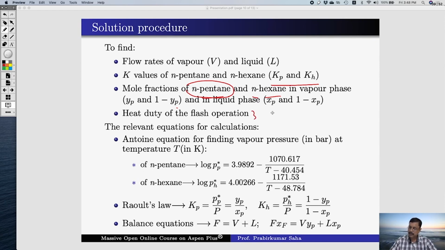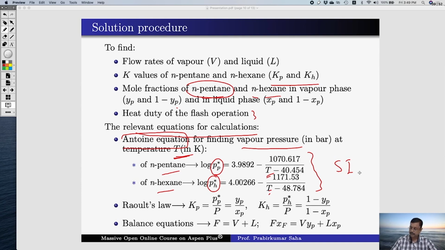Now these are the relevant equations for calculation. The first thing, we have to find the vapor pressure, and we know the Antoine equation is used for finding the vapor pressure, and vapor pressure depends upon the temperature. And here we have two equations, for N-pentane and N-hexane. These are the vapor pressures of pentane and hexane at this temperature.